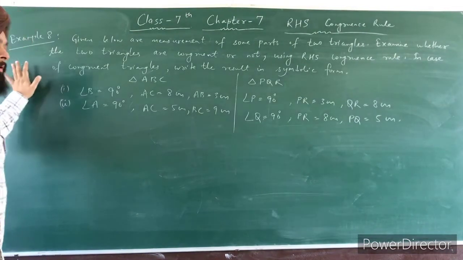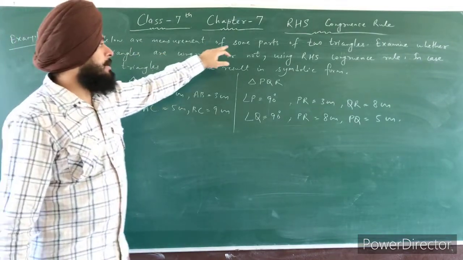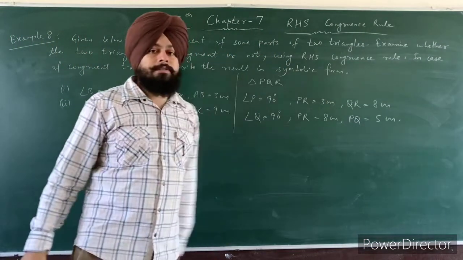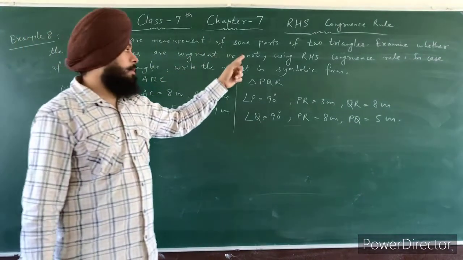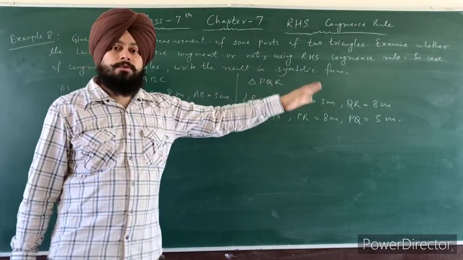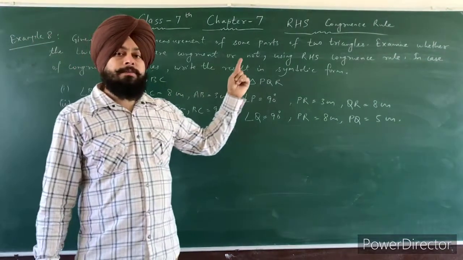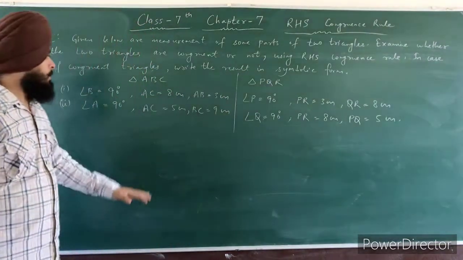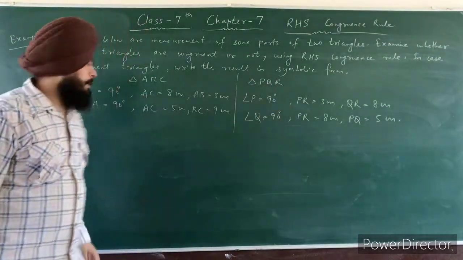Next, this is example number 8. Given below are measurements of some parts of two triangles. Examine whether the two triangles are congruent or not using the RHS congruence rule. In case of congruent triangles, write the result in symbolic form also. So the dimensions of triangle ABC and triangle PQR are given. So there are two parts.